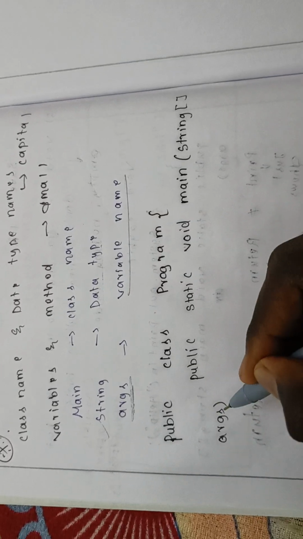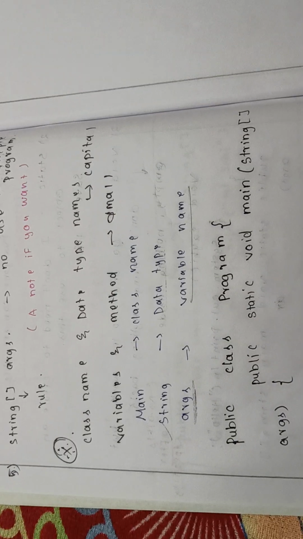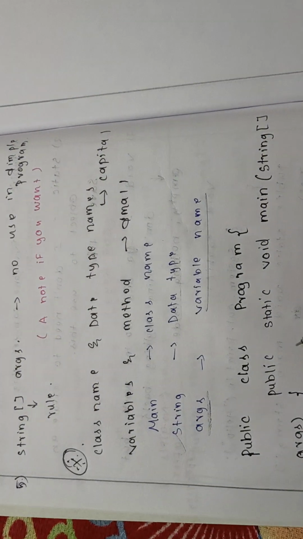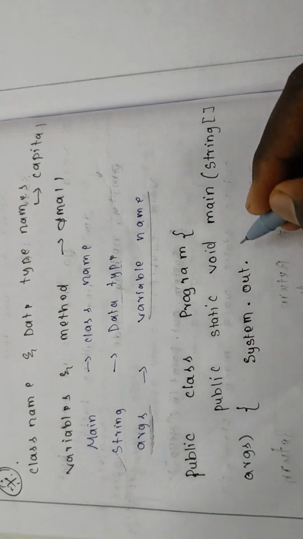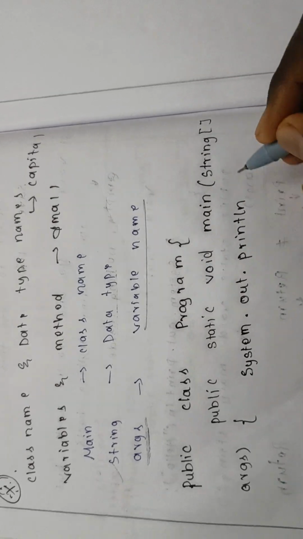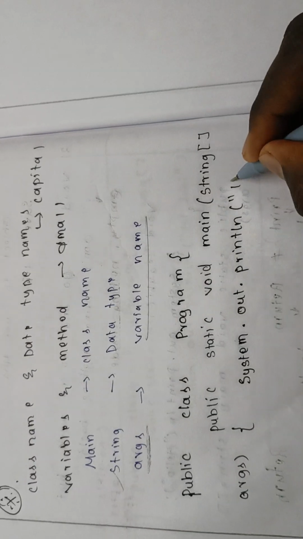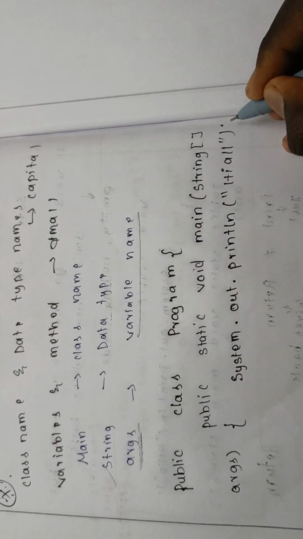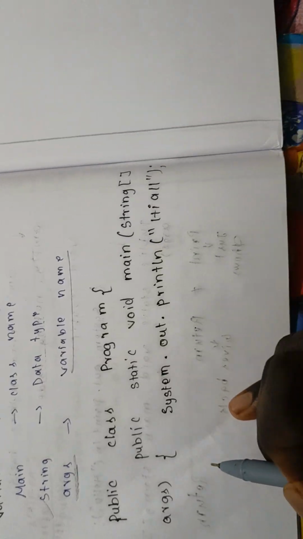Args and close bracket, and you have to open the bracket straight here, and you can print whatever you want. Right now I am printing System.out.println, and I'm printing "hi all", and then the close bracket, which should be done very carefully.